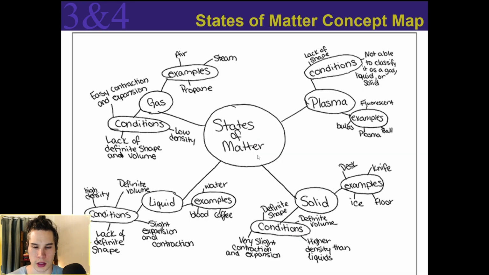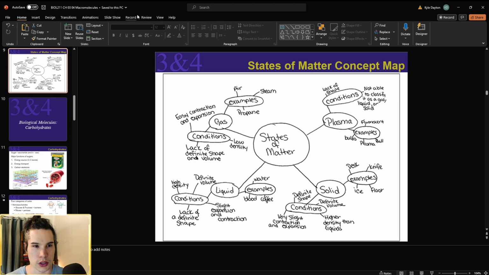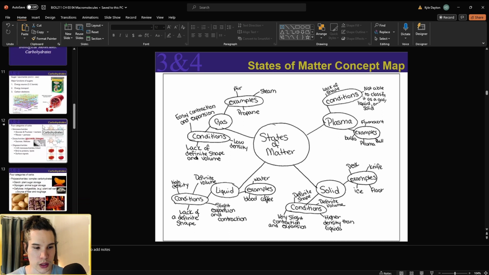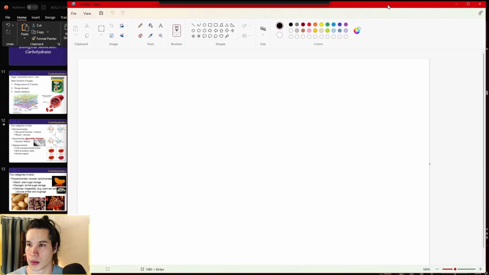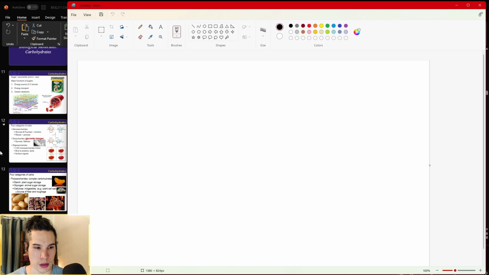So here we have an example given for states of matter. States of matter is a central theme, and then branching off from that, you have all of the states of matter. You have gas, liquids, solid, plasma, and then branching off from that, you have different sub-ideas. All right, so I'm just going to start you guys off. I'm going to use carbohydrates as an example. I'm going to keep this on the side so I could use it as reference. And let's expand this.